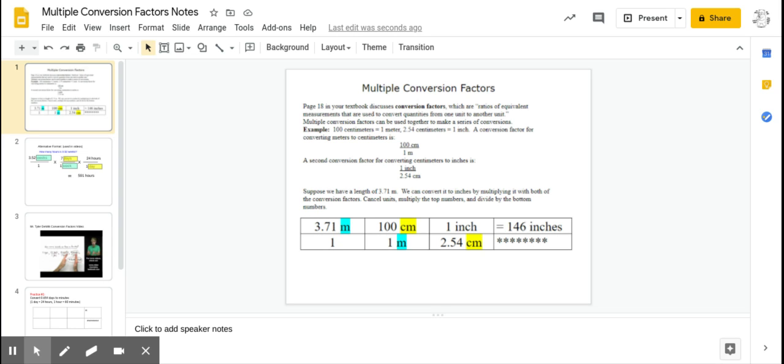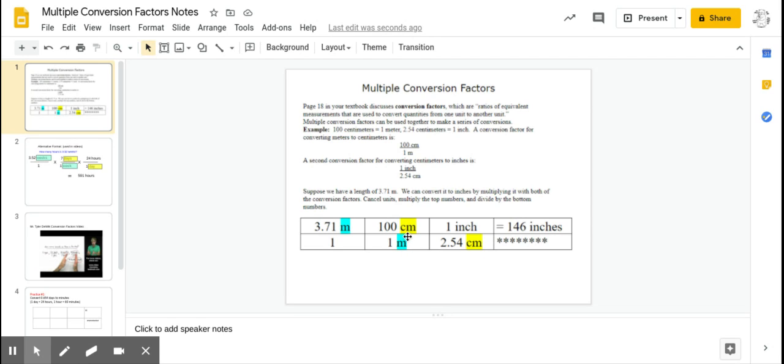Hello, class. We're going to use conversion factors. Your reading talked about them on page 18 and gave you some examples. Here you can see a problem that's done for us. Here we're given 3.71 meters, and this problem uses two conversion factors, 100 centimeters and 1 meter.